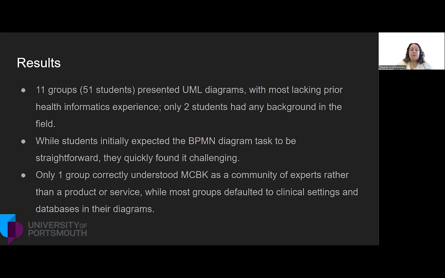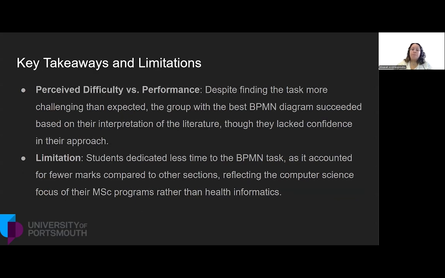This gap in understanding raises an important point. Language and clarity matter. We as experts sometimes overlook how terms like MCBK can be misinterpreted by those outside the field. So I believe there is a clear need for more precise language, maybe even simpler language, when communicating these concepts. So what do we learn from all this?